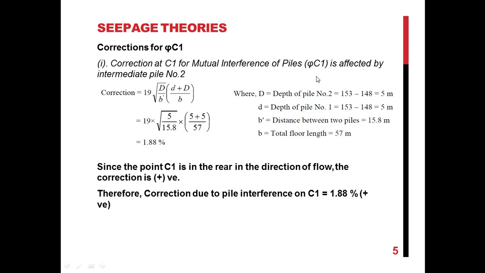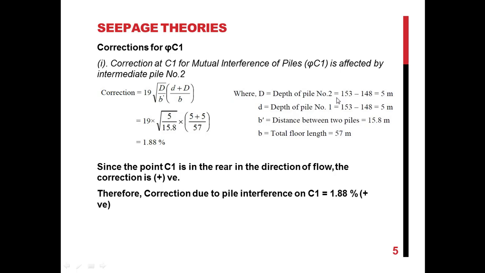Since the correction at C1 for mutual interference of pile phi C1 is affected by intermediate pile number 2, correction C is equal to 19 under the root D divided by B dash into (B D divided by D plus capital D divided by B). This is the formula for correction due to mutual interference of pile. Here capital D is equal to depth of pile number 2.